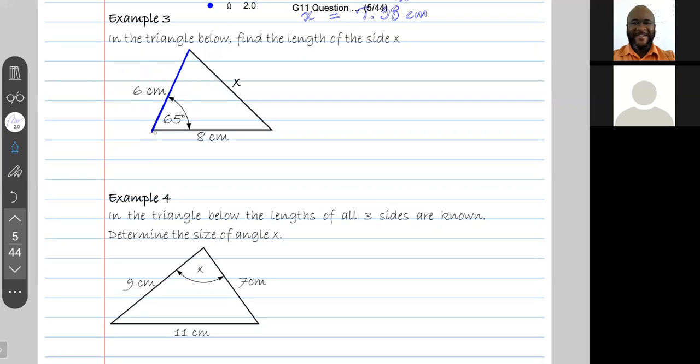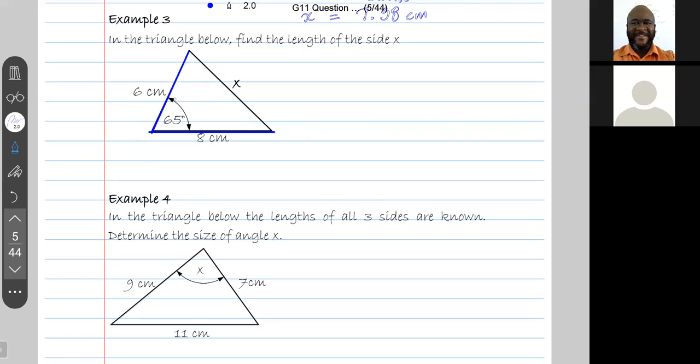The length of this side is 8. So I know the length of two sides and I know the angle between them. The angle between them is 65 degrees. And I wish to find the length of the third side.